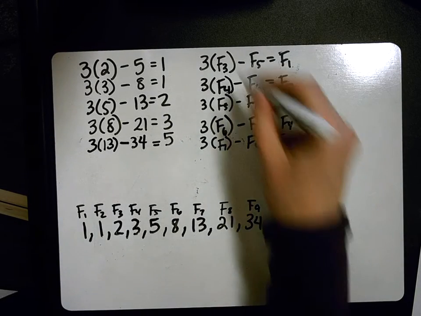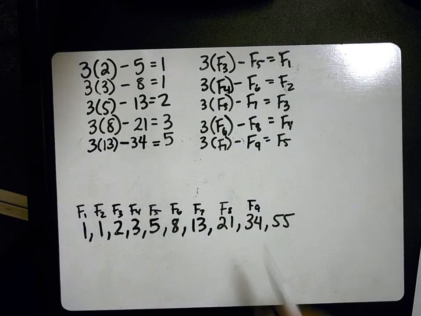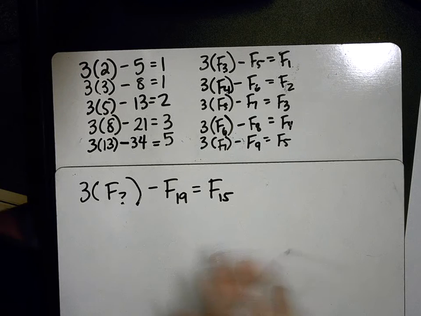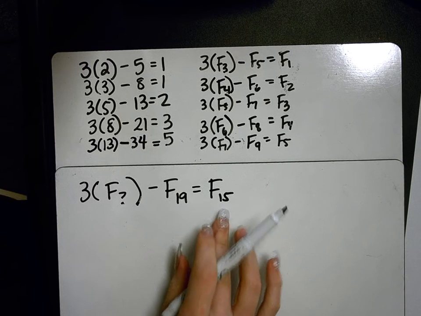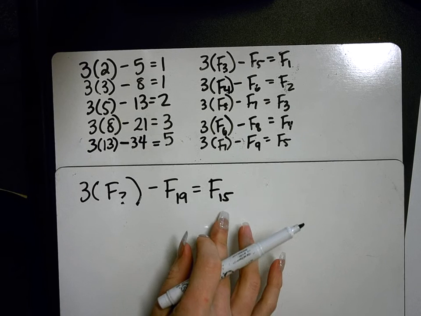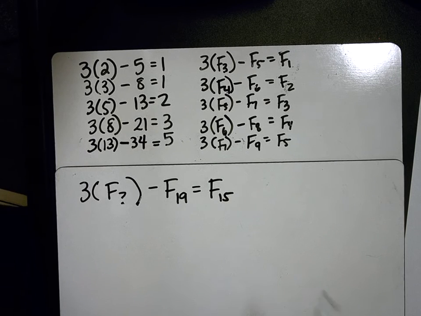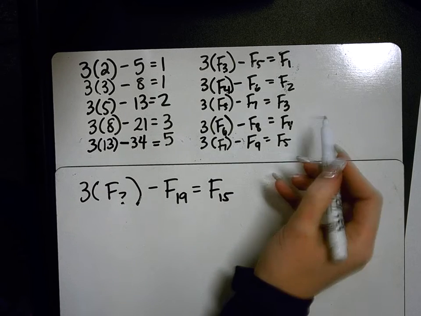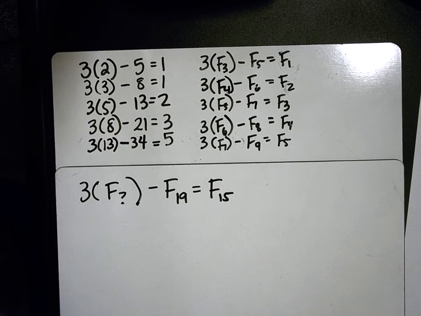So it's obvious that we see the vertical pattern here. However, in this example, we don't have any other. We're talking about the 15th and the 19th term, so I guess we need 15 equations. We don't have 15 equations. So what we have to do is try to find the horizontal relationship. What's happening with these particular numbers?